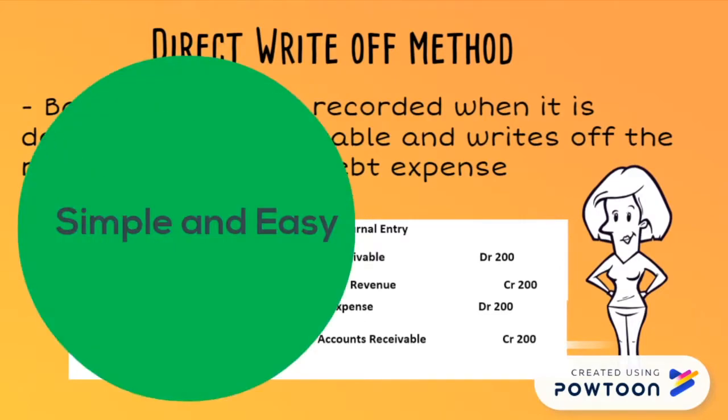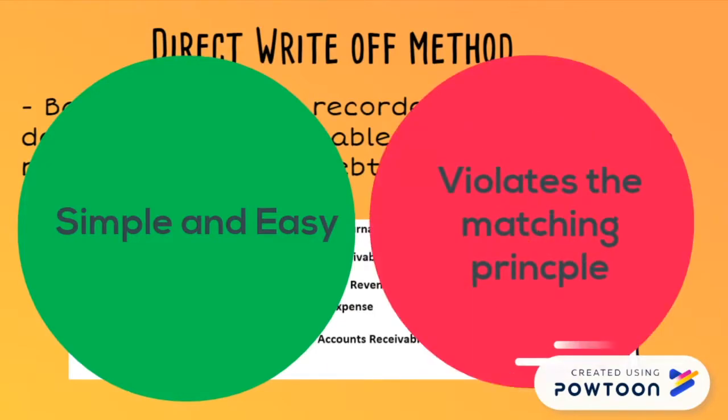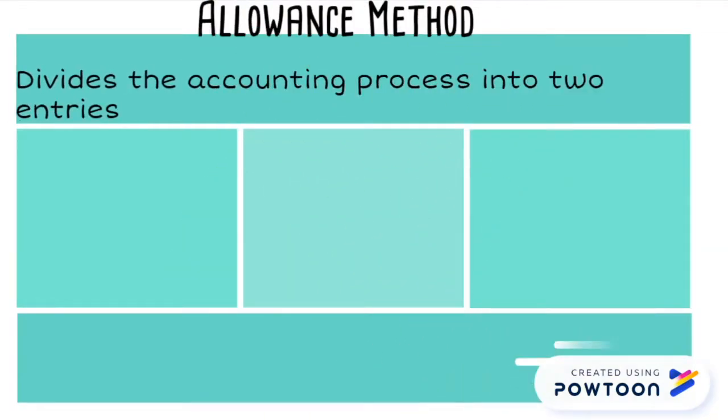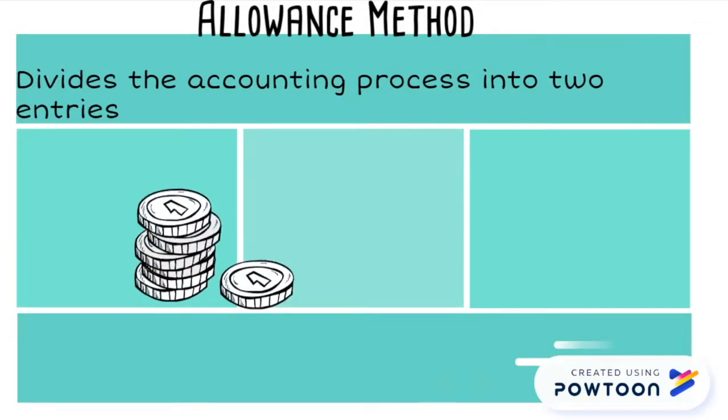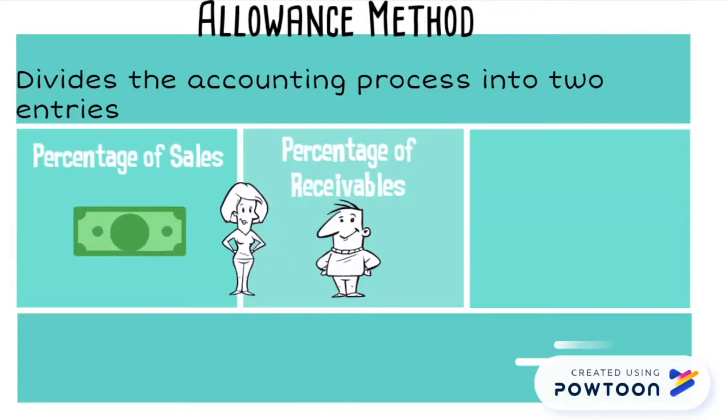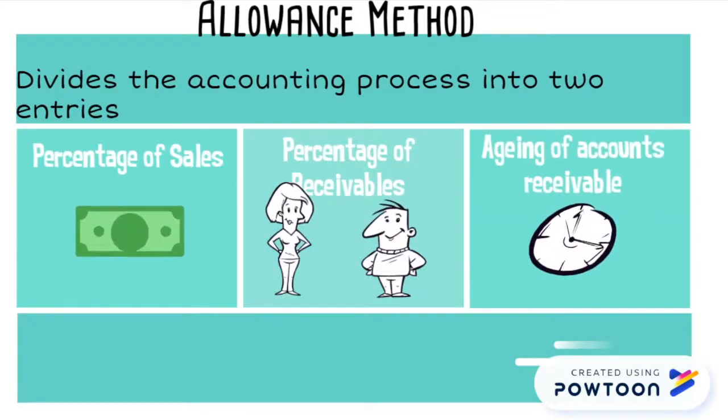The advantage of this method is its simplicity, though it is a direct violation of the matching principle, which is not accepted by the GAAP. The second method is the allowance method, which divides the accounting processes into two entries, one to record an estimate of bad debts and the second to write off receivables. Hence, there are two approaches for estimating bad debts, one of them being the percentage of sales approach, the other the percentage of receivables, and the aging of accounts receivables.